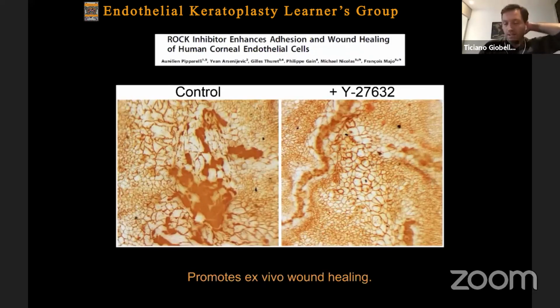As you can see in this slide, ROCK inhibitors promote ex vivo wound healing, inducing a total wound closure between 12 and 24 days, while acellular areas could still be observed in the control group, as shown in the left picture.